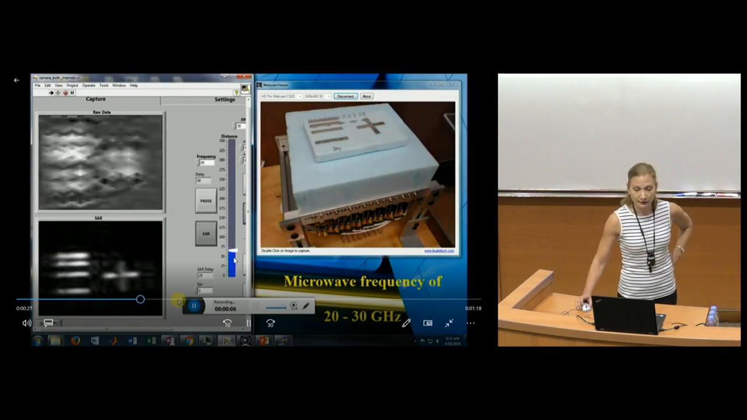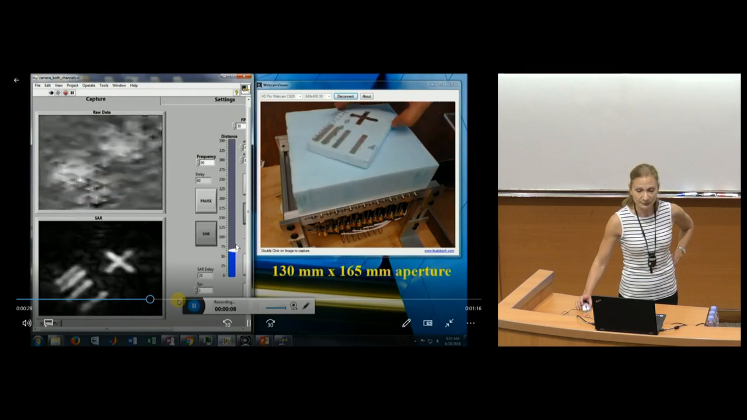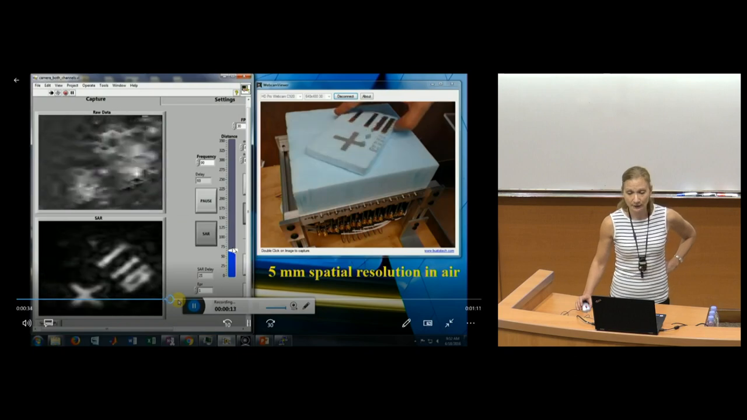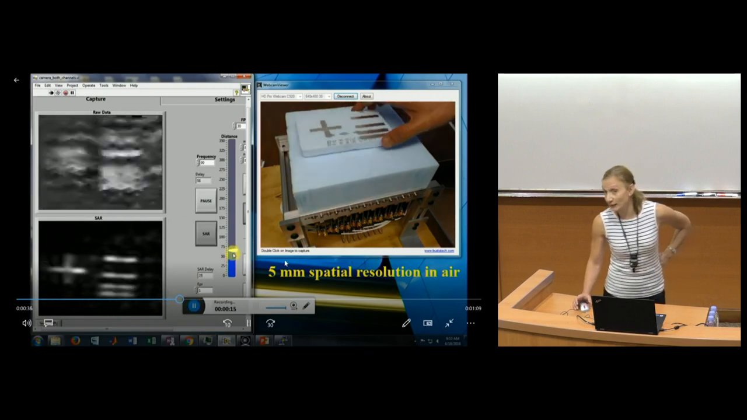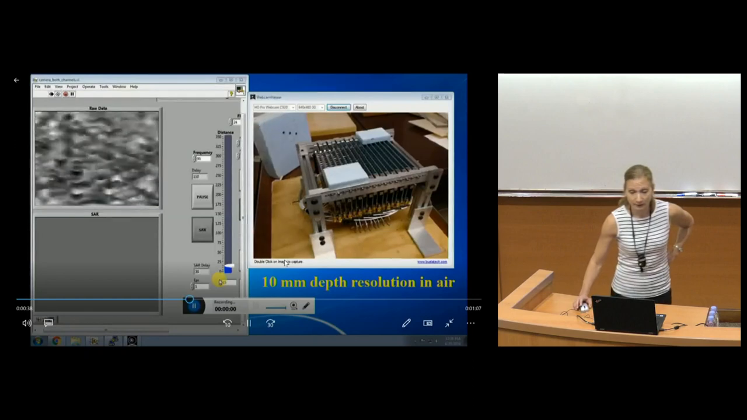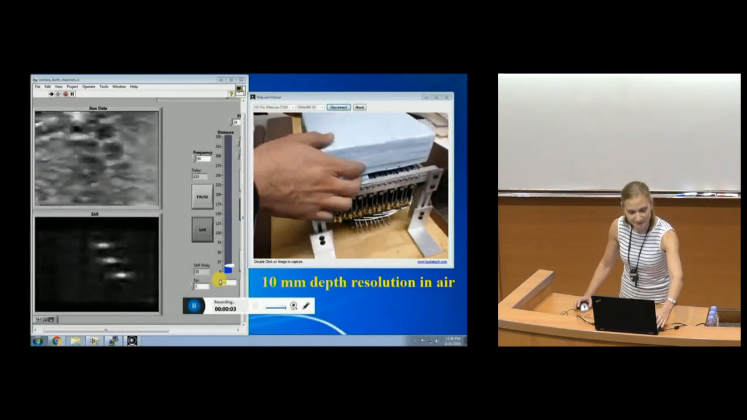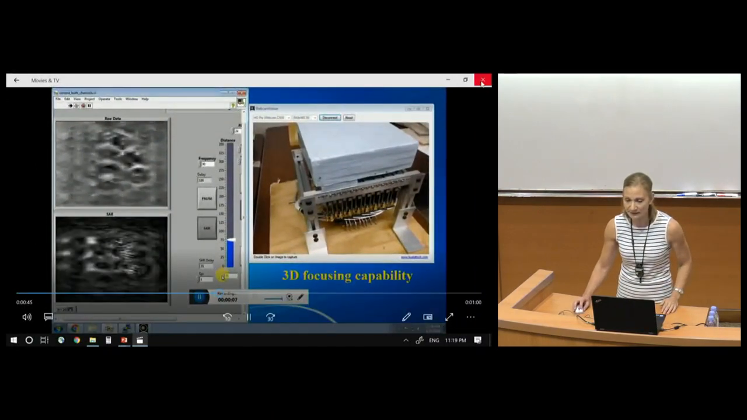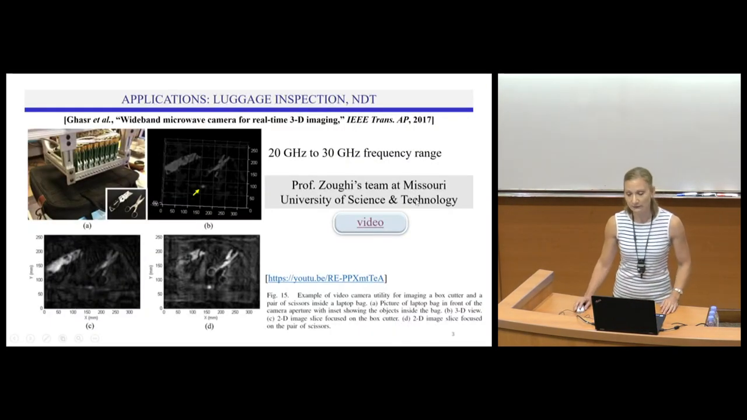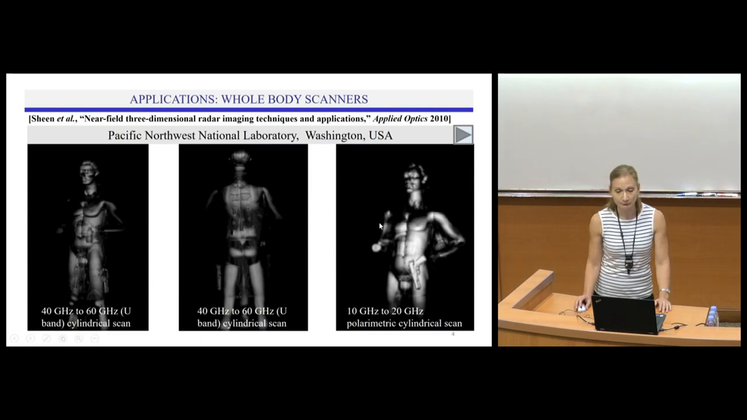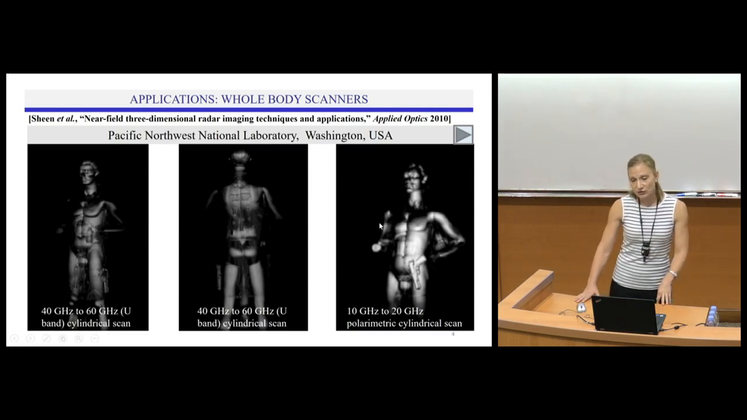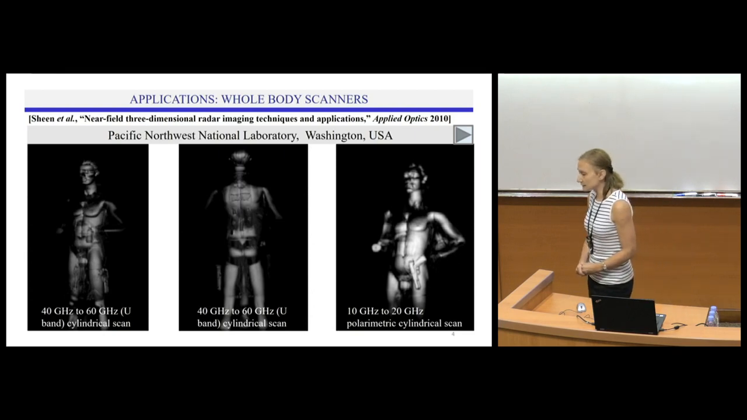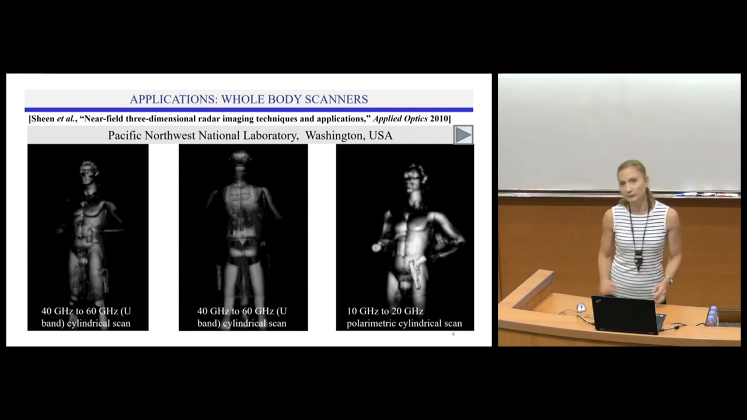Here you see how they adjust the focus to different depths in order to get the best resolution. And at 30 frames per second, this is really 3D imaging. Anyway, you can certainly access the video on YouTube, but this is what is expected of a real-time microwave imaging system.